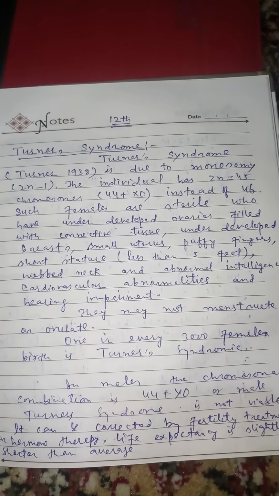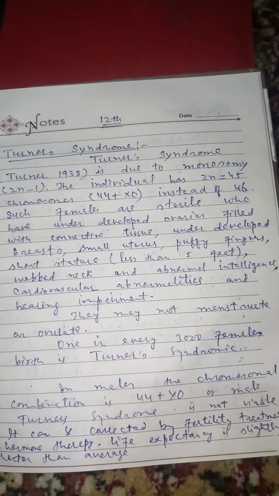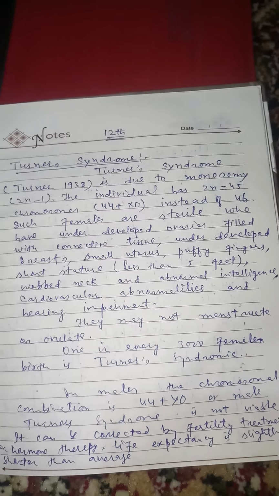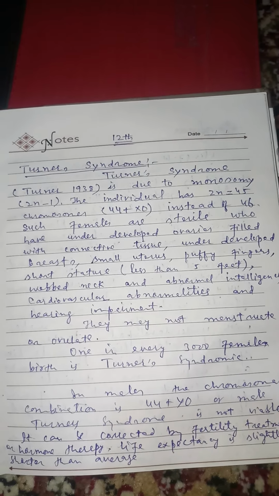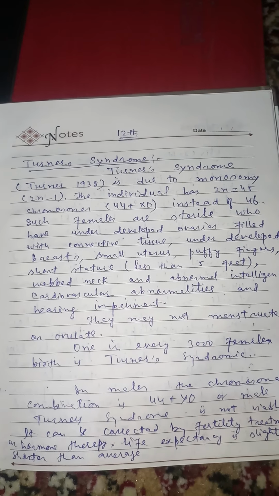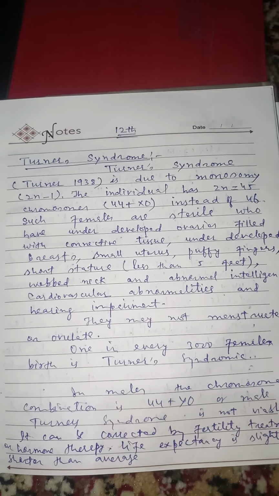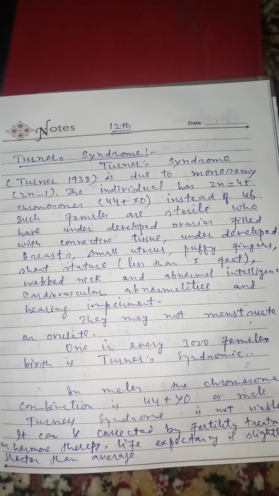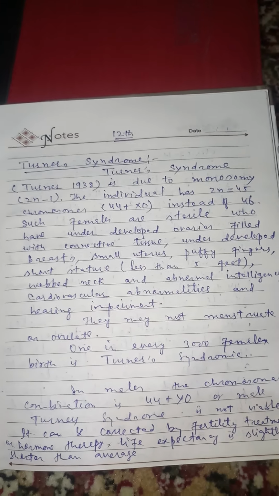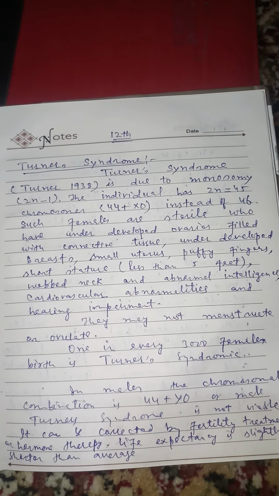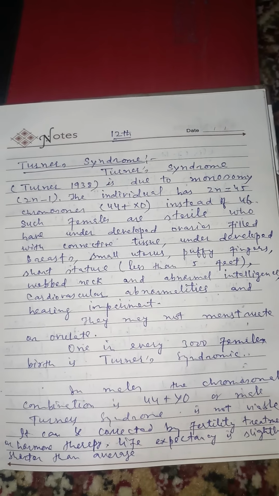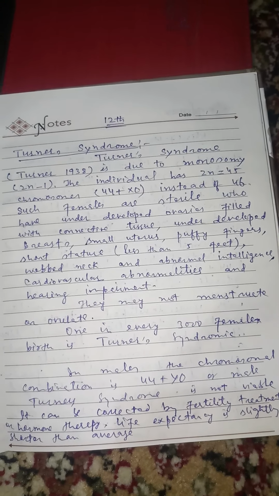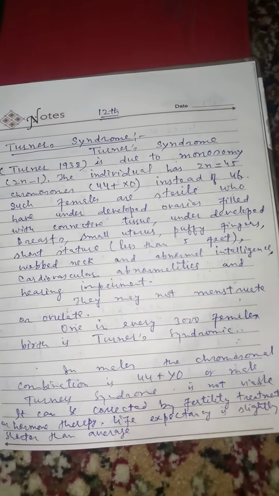When the statistical data were found out in females, it was observed that out of 3000 females, one female has Turner syndrome. That is, out of 3000 females, one female is with Turner syndrome. This is the statistical data of females with Turner syndrome, that is 1 out of 3000. And in males, it is not viable.